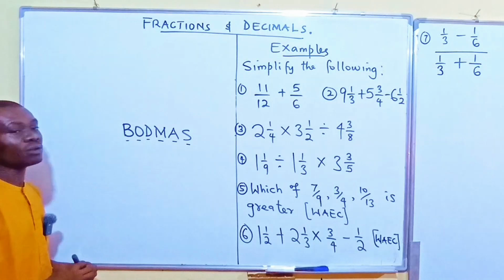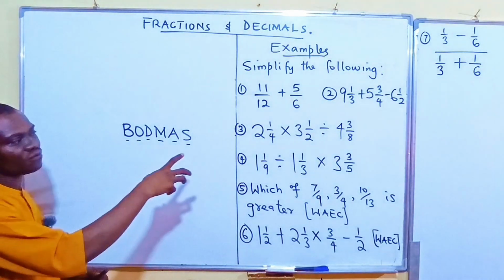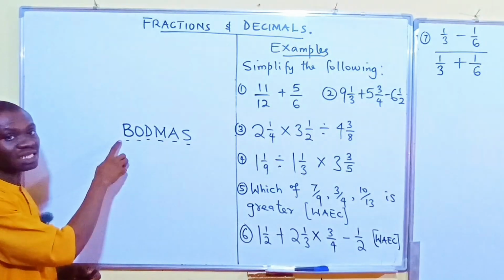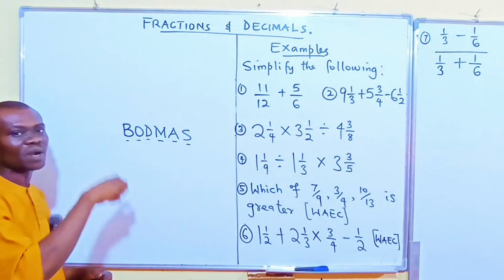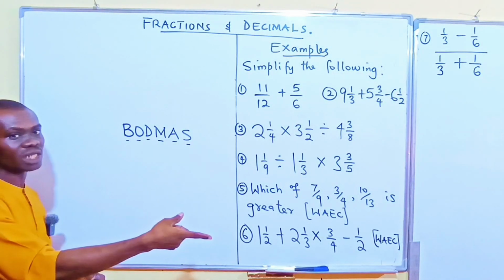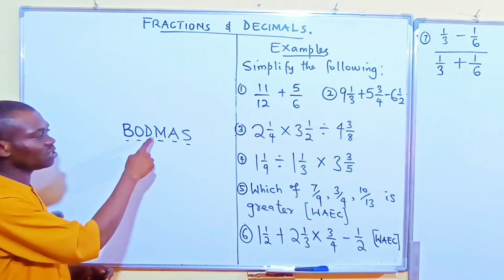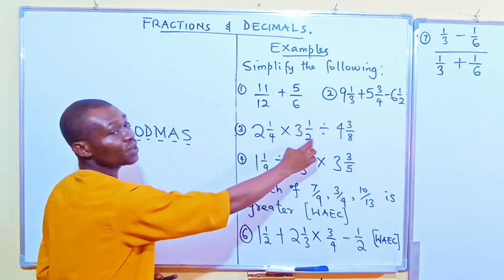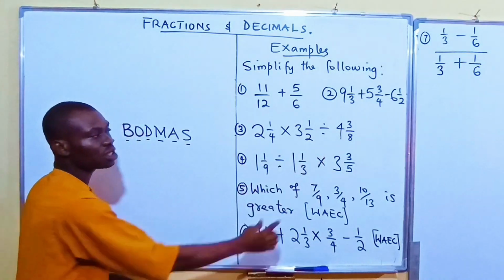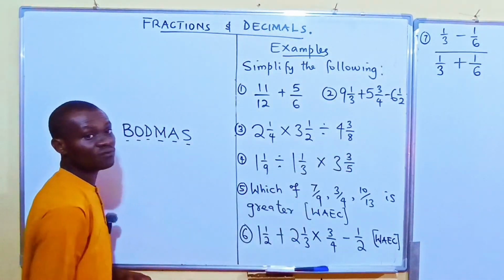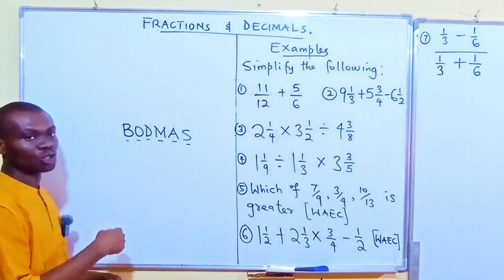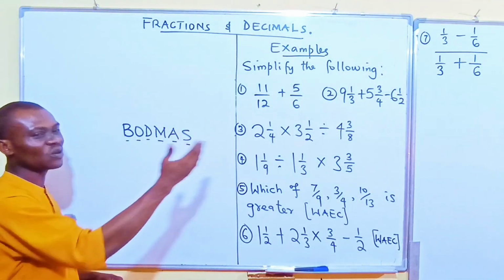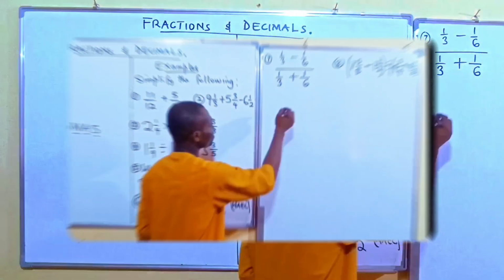Now, the implication is that if I have an expression of this sort, if there is a bracket, I should treat whatever is in the bracket first before others. Then of comes, division, multiplication. So in this case, where there is a combination of multiplication and division, you are expected to take care of the division first before joining it with multiplication. I hope that is clear. So let's get into it. Solution.